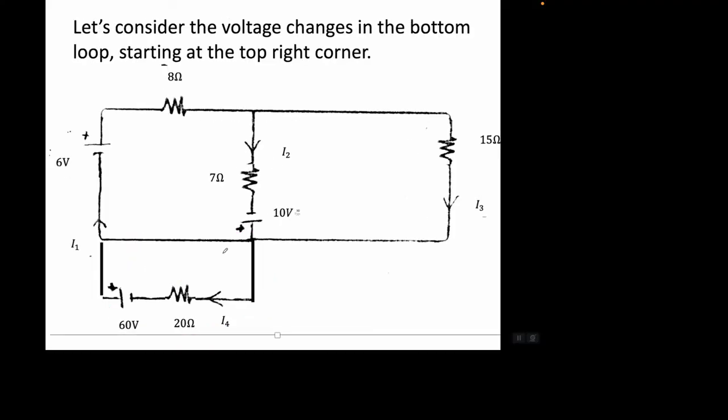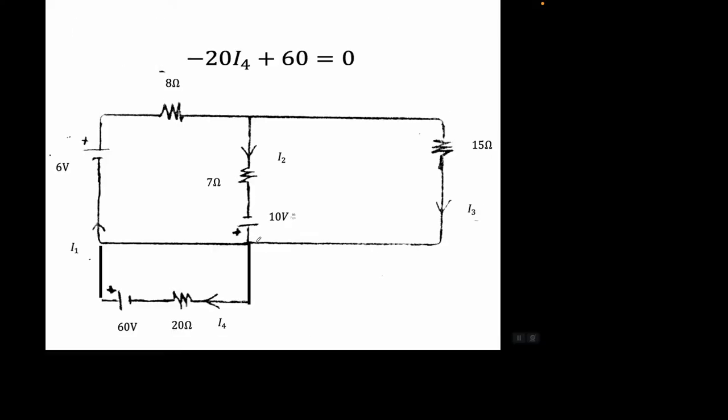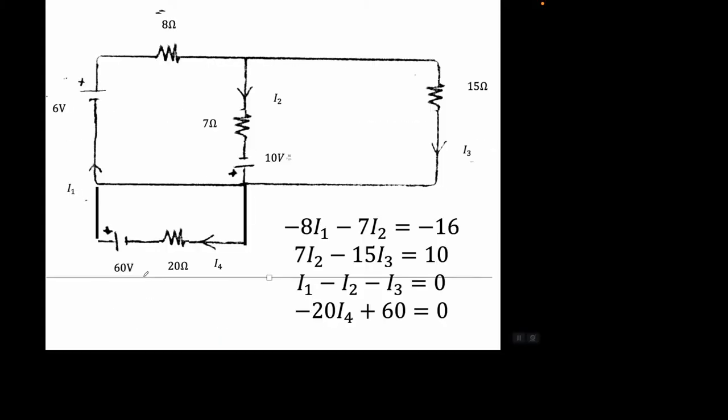Let's consider the voltage changes in the bottom loop starting at the top right corner. In other words, starting here, we're going to end up with negative 20I4 plus 60 equals 0. That's because we have a voltage drop. We're moving in the same direction as the current, I4, passing through the resistor. So that'll be negative 20I4. That's the voltage change. And then we're going through a battery from negative to positive. So that's going to be a voltage increase, plus 60. Negative 20I4 plus 60 equals 0.